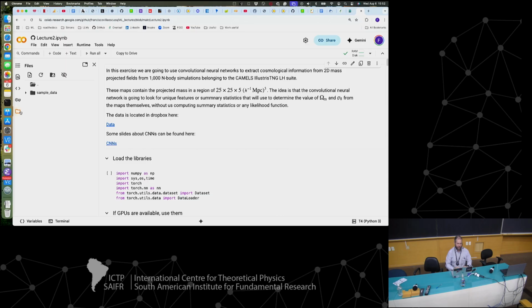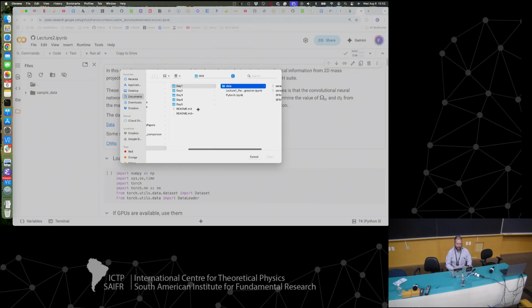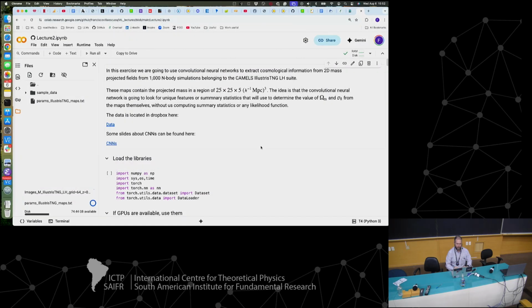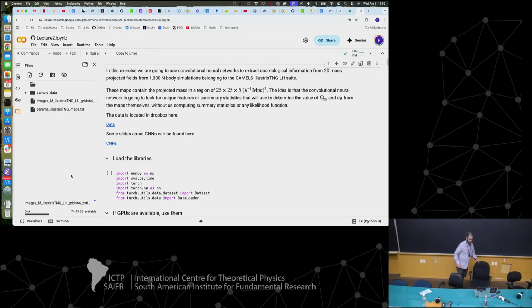I'm going to say we're in day 2, and this is the data. It's going to take a little bit because this data is a bit long, but it will be done in about 2 minutes. So let me just explain what we are trying to do here.